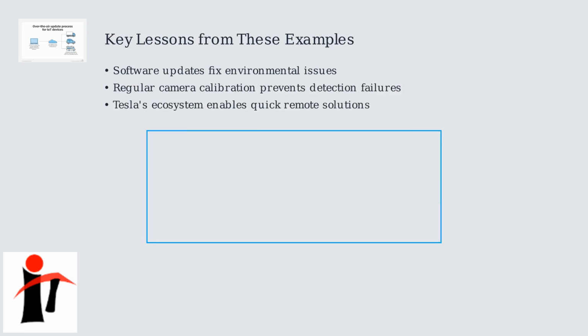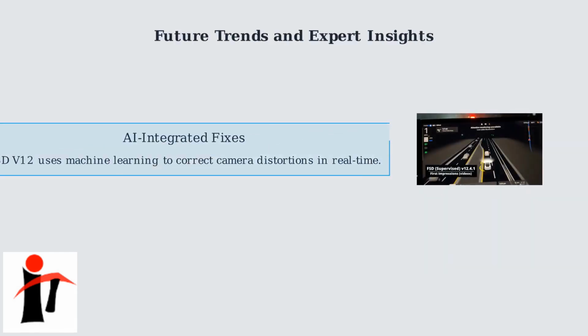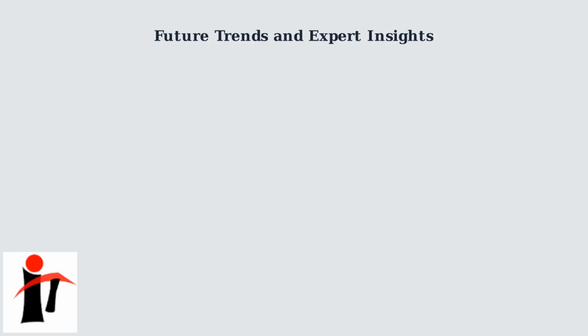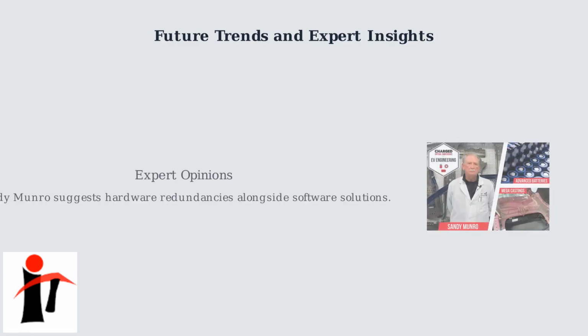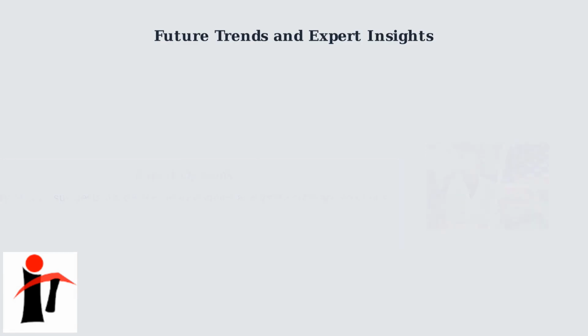These examples demonstrate the critical importance of both software updates for handling environmental challenges and proper camera alignment for reliable autopilot performance. Tesla's over-the-air update system and mobile app diagnostics enable users to resolve most issues quickly without visiting a service center. Tesla is increasingly relying on AI-integrated fixes, with FSD V12 using machine learning to correct camera distortions in real time. Experts like Sandy Munro suggest that hardware redundancies are needed alongside software solutions.